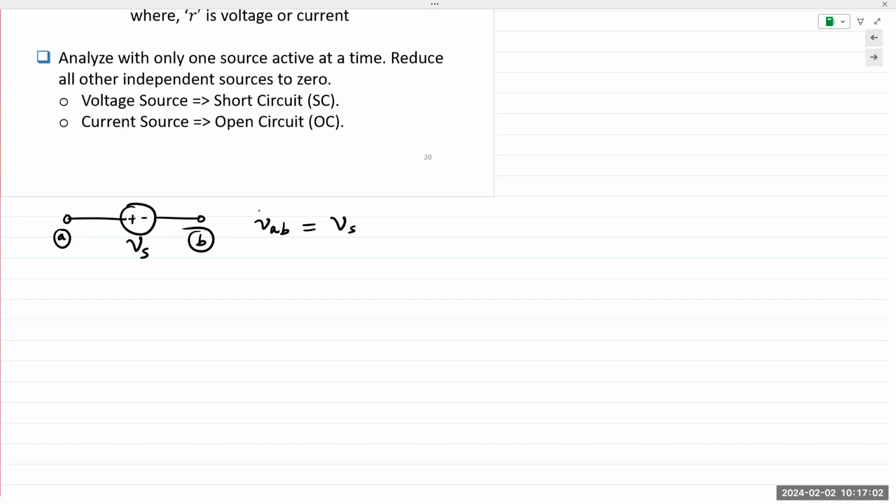The only way VAB is equal to 0 would be if they are both at the same potential, right? If either point is higher than the other, then you have a difference in potential, then you have a voltage between the 2 points. But if both of them are the exact same potential, then VAB is equal to 0. The only way both of them are the exact same potential is if you place a short circuit wire between the two. So you remove that voltage source and you replace it with a wire.